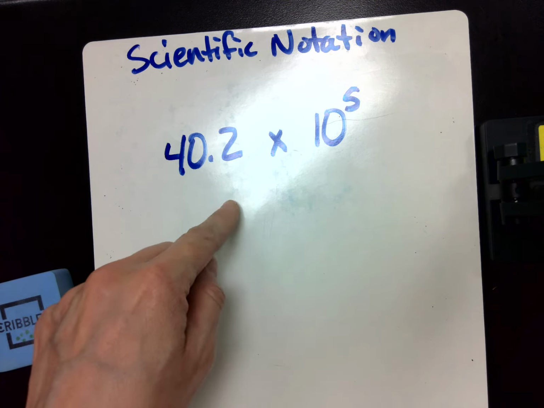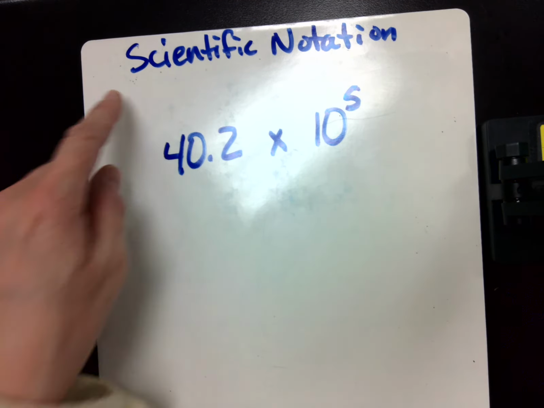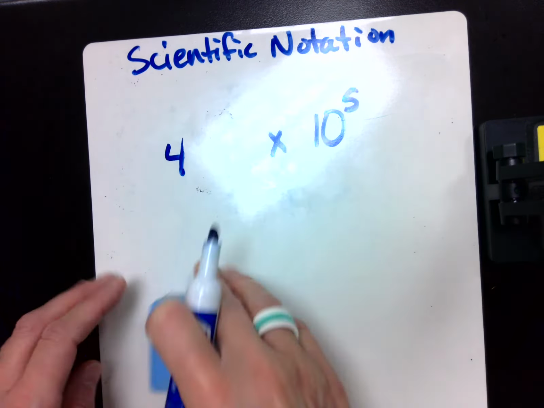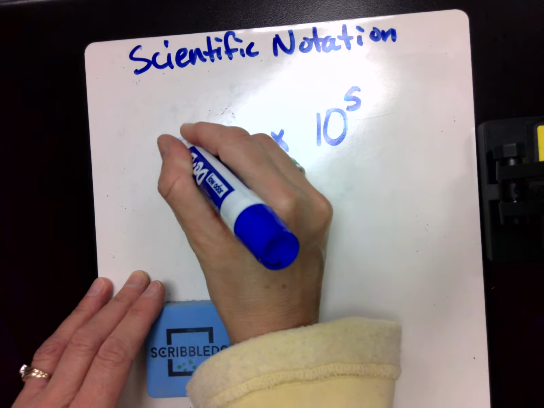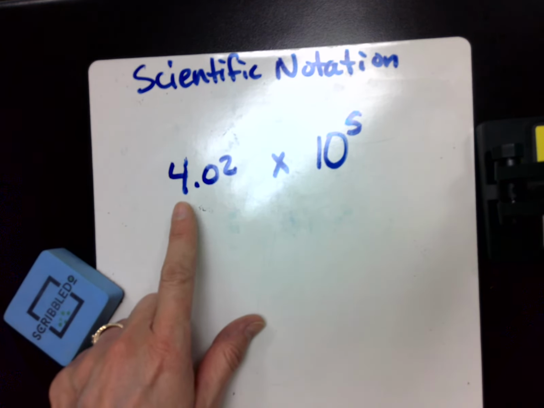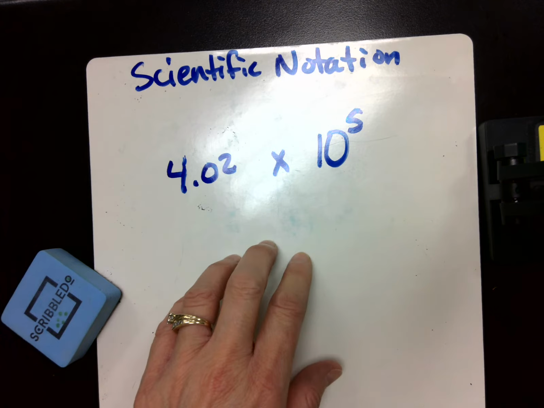It does represent a number. You could actually get on a calculator and get a value, but it's not considered scientific notation. Now, if I change this to 4.02, now it is in scientific notation. This factor is 1 or greater and less than 10, and it is being multiplied by a power of 10. So this is correct now.